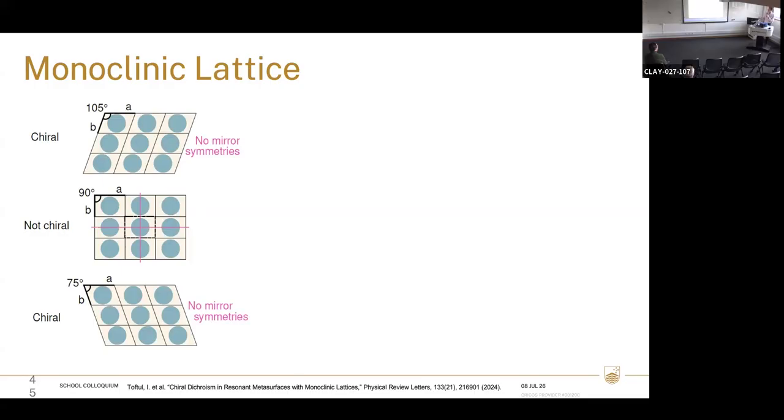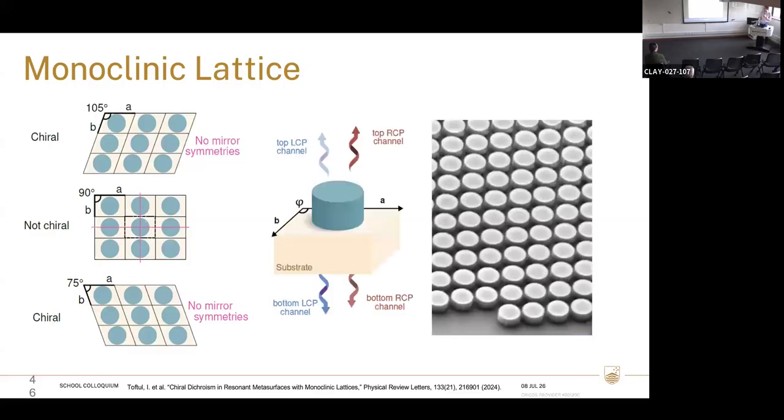we actually break the in-plane symmetry, and a chiral response becomes possible in this case. So that was the idea for this project. We basically have silicon cylinders on a glass substrate. Here is the metasurface, and we made it with a monoclinic lattice.